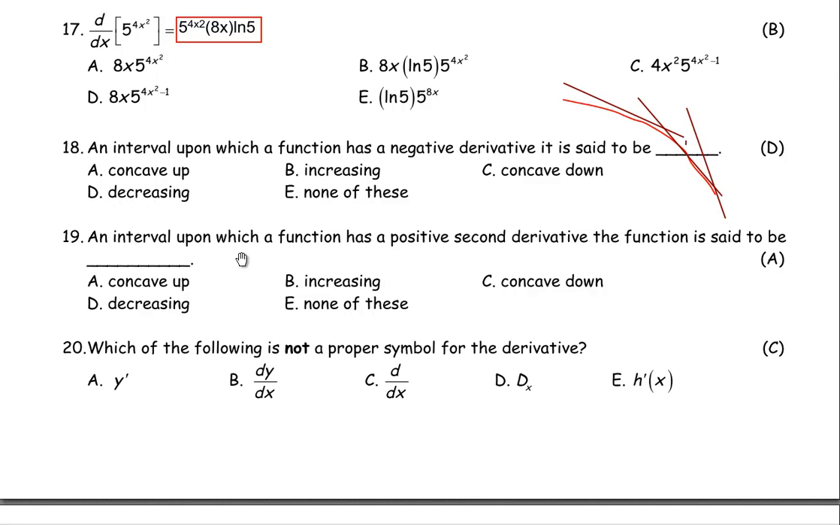Number 19, an interval upon which a function has a positive second derivative, the function is said to be concave up. A positive second derivative means that the function is looking like this. And so the first derivative is increasing. And so that's why it's said to be concave up.